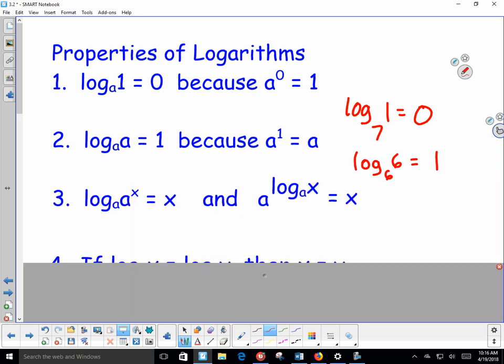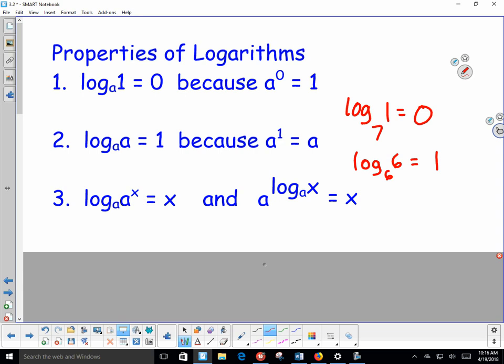How about this property here? This one says log to the base a of a raised to the x is equal to x. So, for example, if I have log to the base 3 of 3 raised to the 4th, that should equal 4, right? And that's really, I'm saying log to the base 3 of 81, right? 3 to the 4 is 81. So 3 raised to what power gives me 81? 4, right? So that property looks like that. And then this one says if you have a raised to the log to the base a of x, that's also going to equal x.